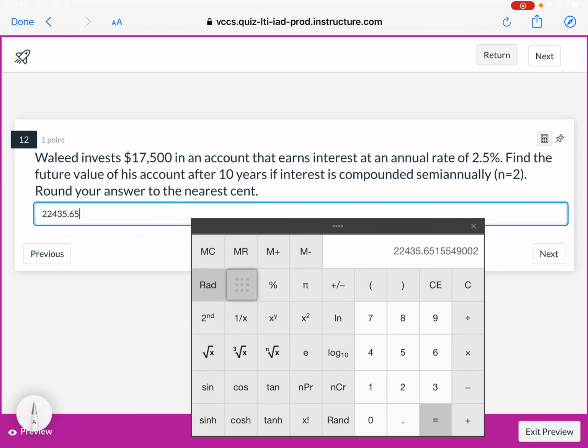22435.65. I love this new feature my iPad has. I can write on it and it just converts it into text.